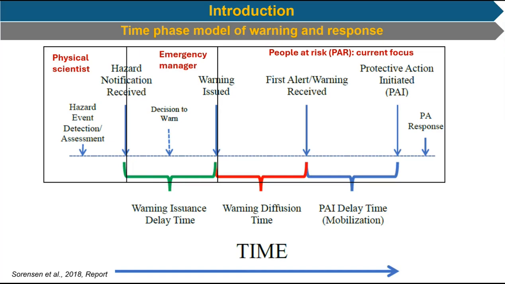To begin with, firstly I would like to present this time phase model of warning and response that happens in any typical hazardous events. Here there are actually 7 points in time, starting from hazard event detection typically done by physical scientists, through emergency warning issuance by emergency managers, and then finally protective action initiation that is taken by people at risk.